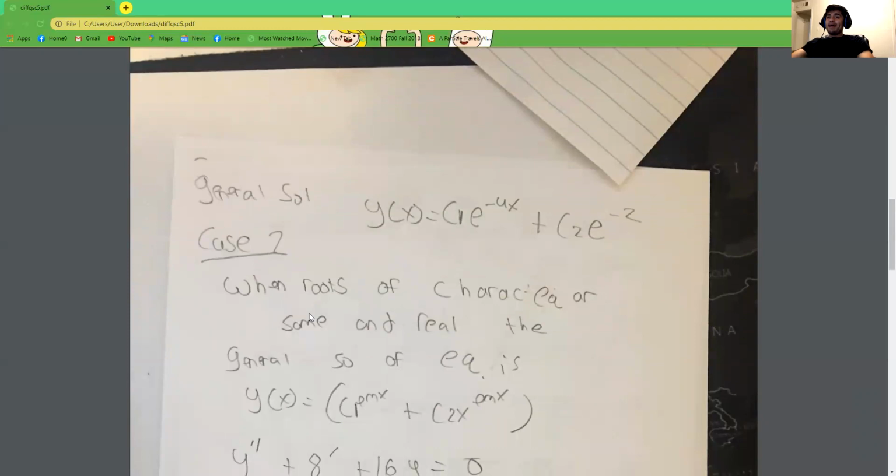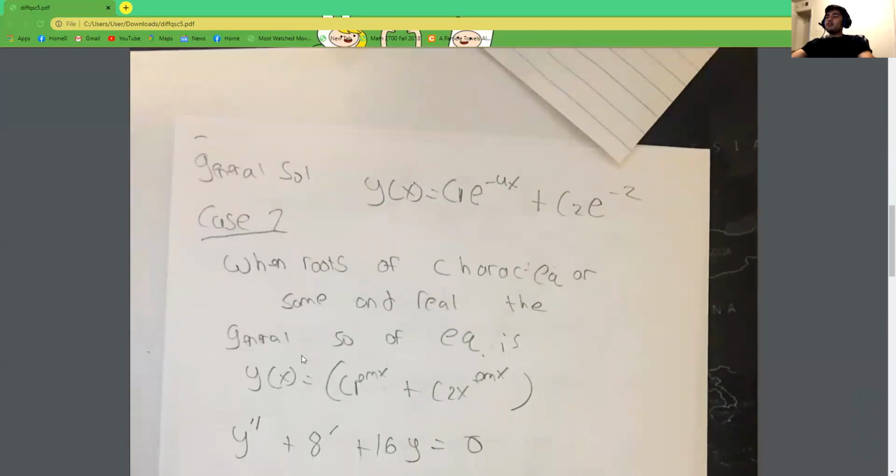And then we plug that back into the general solution. So it's y of x equals c1 e to the negative 4x plus c2 e to the negative 2x. I don't know why I don't have the x there. I must have forgotten it. But yes, we use this general solution when the roots are unique and real.